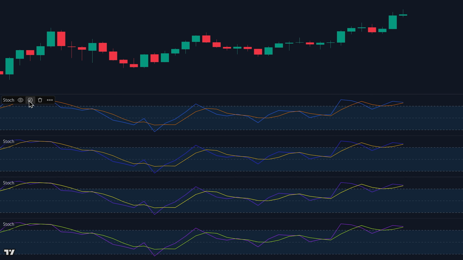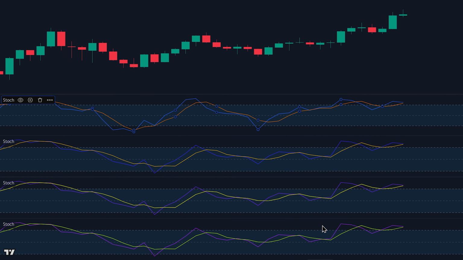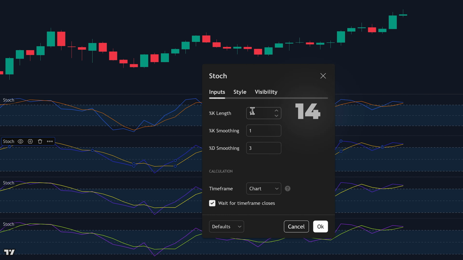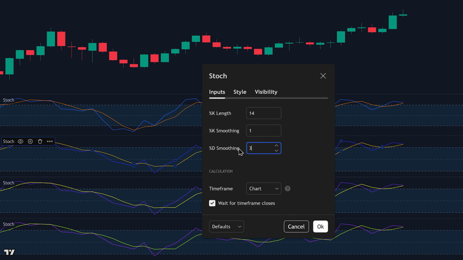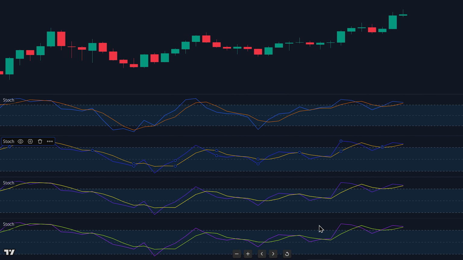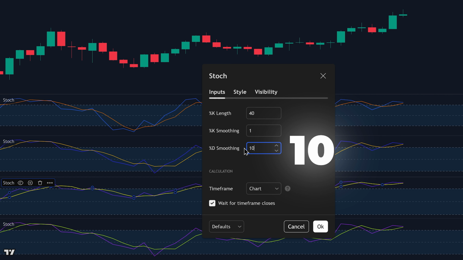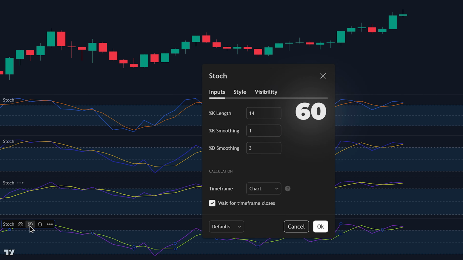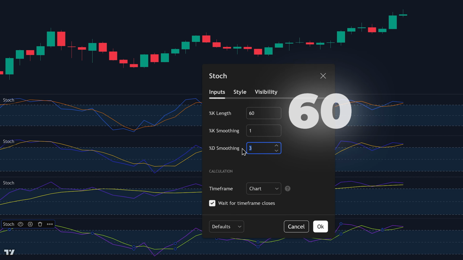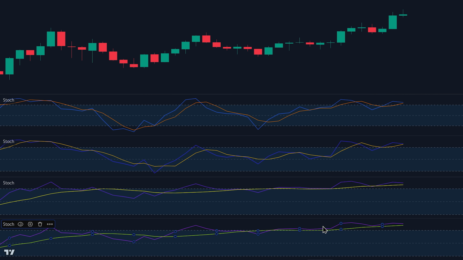For the first, set the parameters to a fast setting with K equal to 9 and D equal to 3. Then click OK. For the second, use a medium setting with K equal to 14 and D equal to 3. Then click OK. For the third, use a slower setting with K equal to 40 and D equal to 10. Then click OK. For the fourth, use a long-term setting with K equal to 60 and D equal to 10. Apply these changes and close the settings menu.